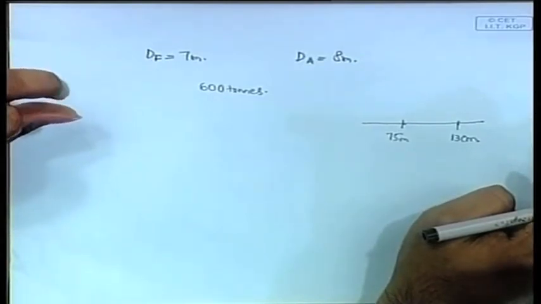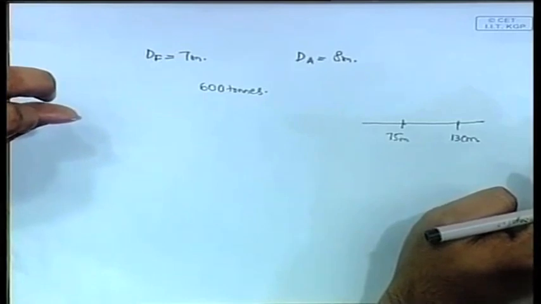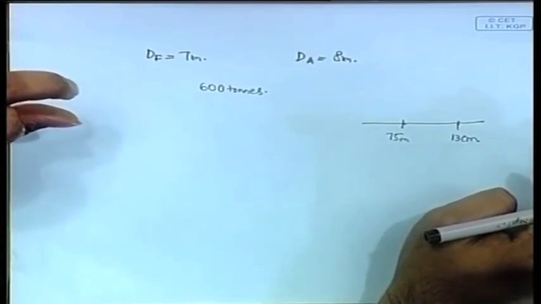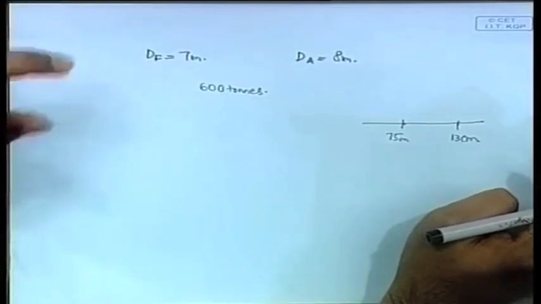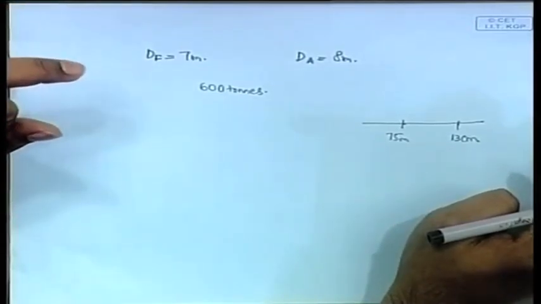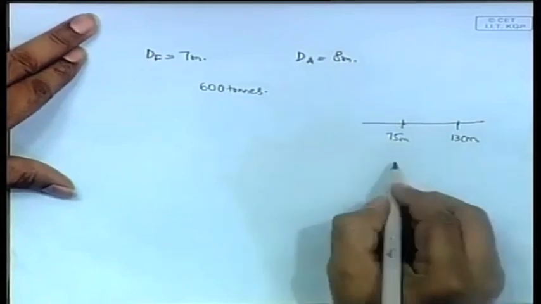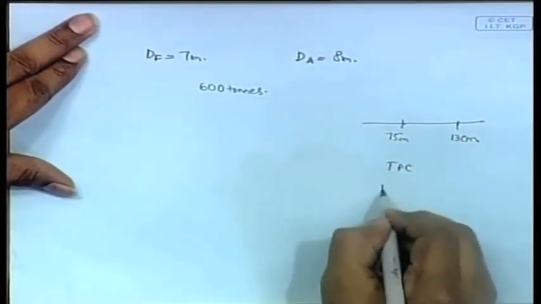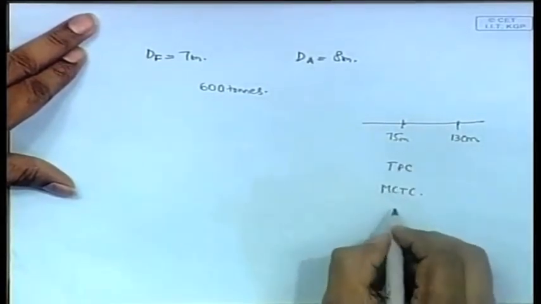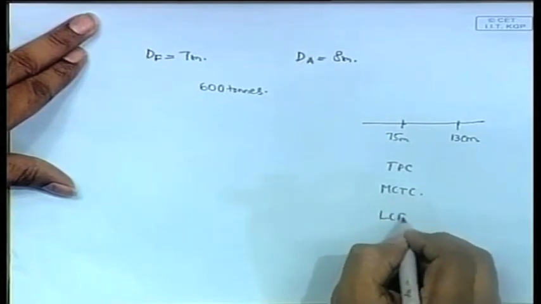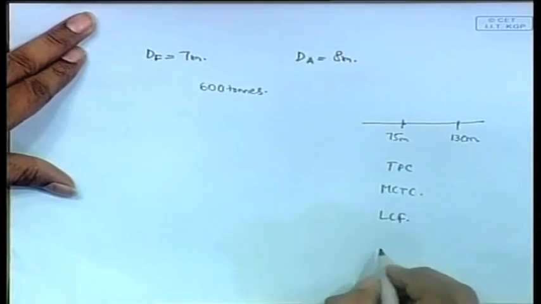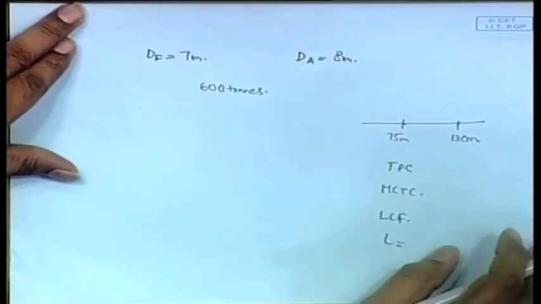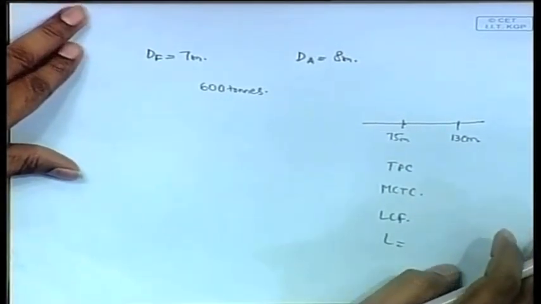You are told that the draft aft should remain constant, it does not change. You are asked to find the final draft forward. You are given the TPC, MCTC, LCF, which is the position of the longitudinal center of flotation, and the length of the ship.